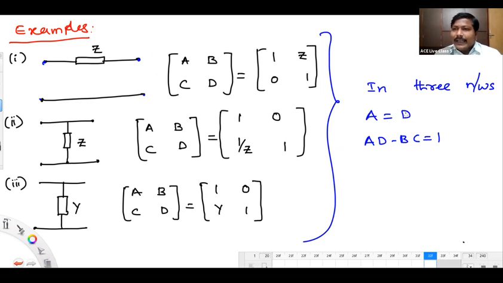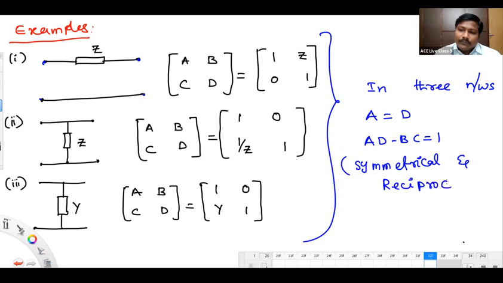If A equals D, we can say all three networks are symmetrical. AD minus BC is 1 means all three networks are reciprocal. So they are symmetrical as well as reciprocal networks.